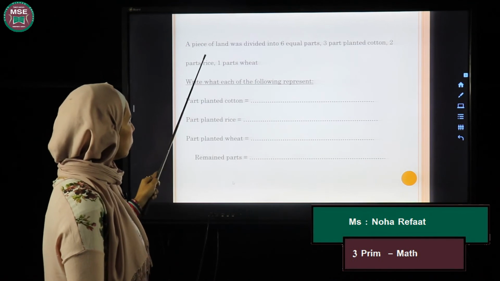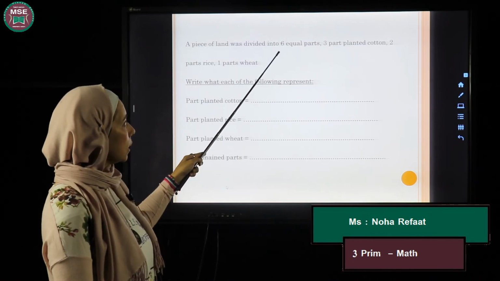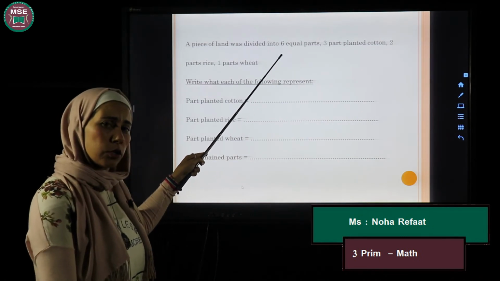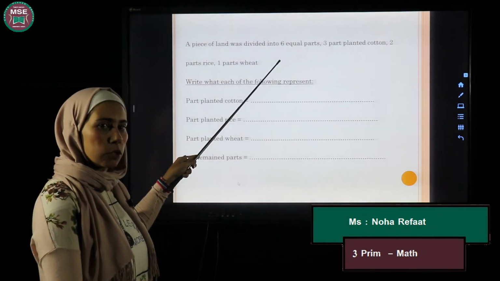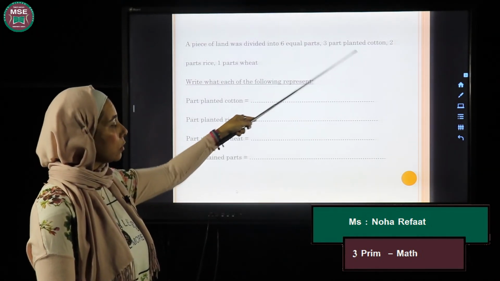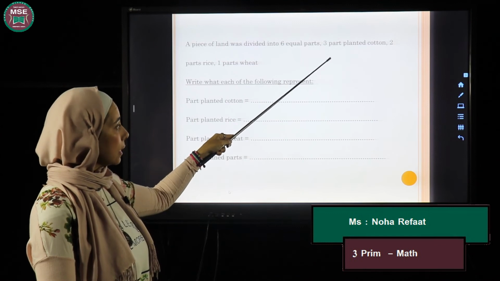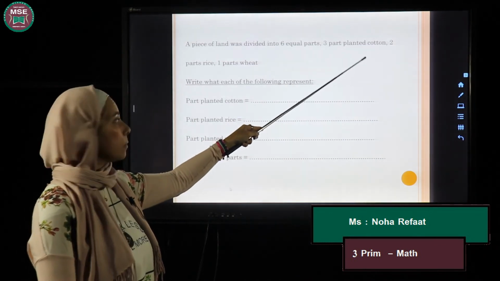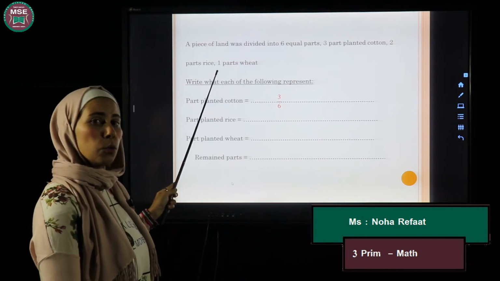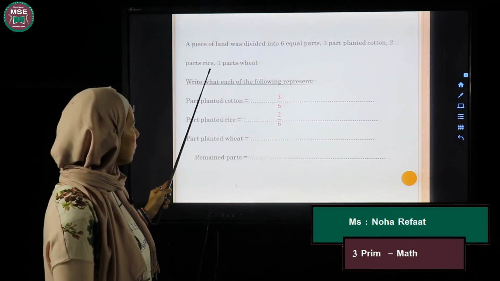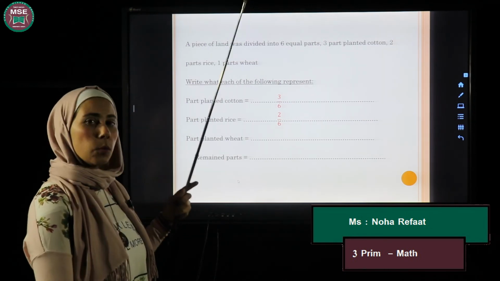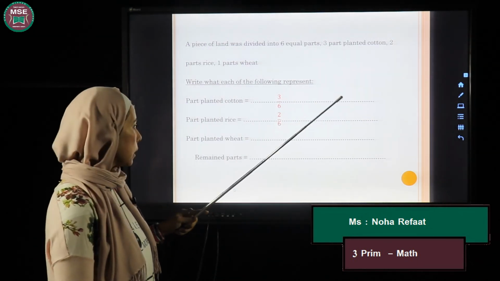Next, a piece of land was divided into 6 equal parts. So what will be our fraction here? The unit fraction will be 1/6. 3 parts were planted with cotton, so 3/6 was planted with cotton. And 2 parts were planted with rice, so 2/6 will be planted with rice. 1 part will be planted with wheat, so only 1/6 is wheat.